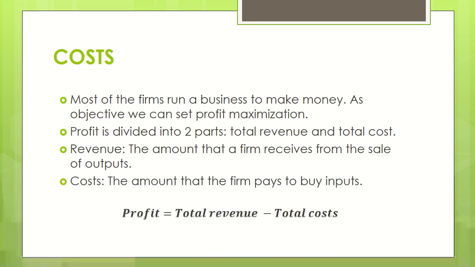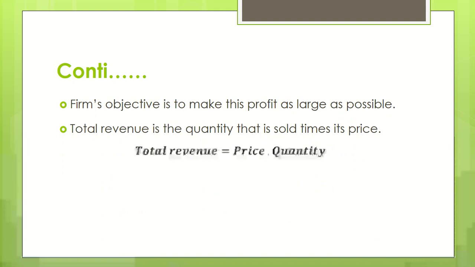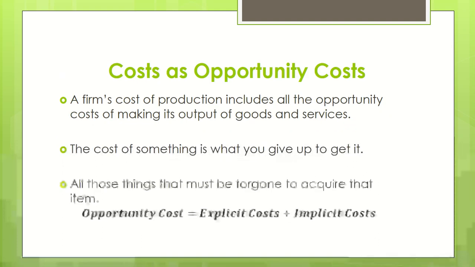On the other hand, cost is the amount that a firm pays to buy inputs. Total cost is the market value of the inputs a firm uses in production. A firm's cost of production includes all the opportunity costs of making its output of goods and services. As we have already learned about opportunity cost, the opportunity cost of something is what you give up to get it. It means what have you given up to get some specific product.